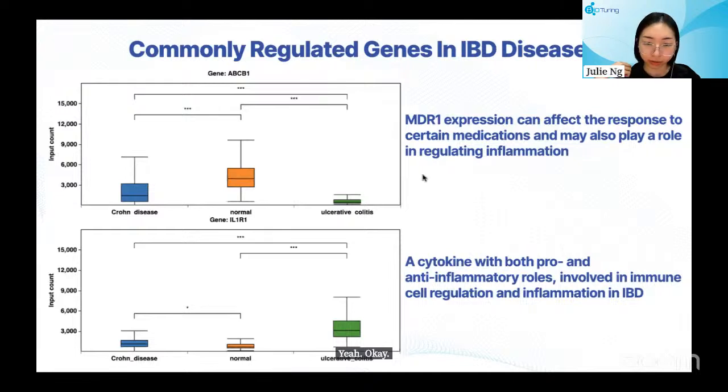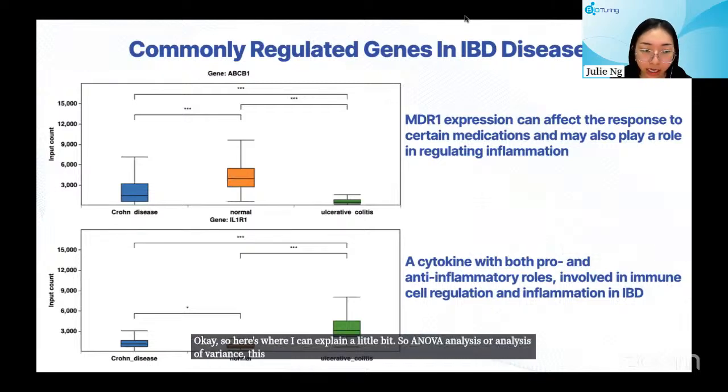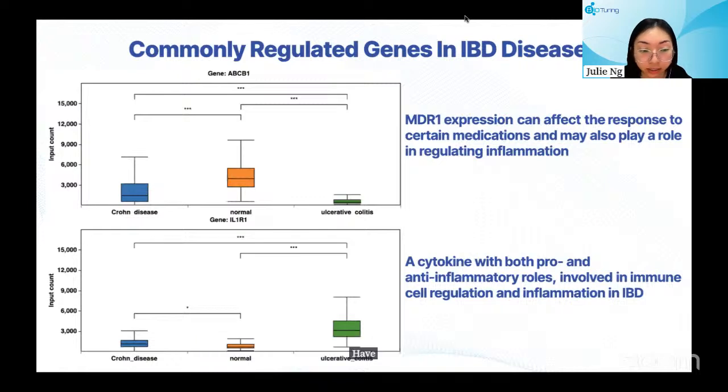Okay, so here's where I can explain a little bit. ANOVA, or analysis of variance, is a statistical test that allows us to compare the means of multiple groups, not just two groups. So in this case, we compared the gene expression levels across Crohn's disease, normal, and ulcerative colitis to pinpoint which genes have a statistically significant expression change across all these IBD samples.